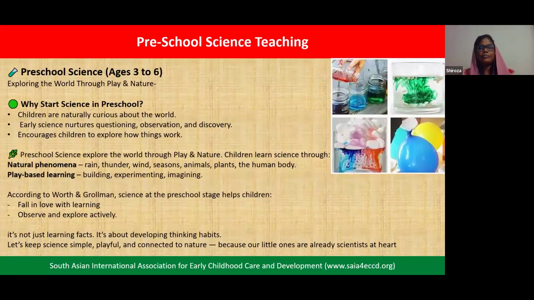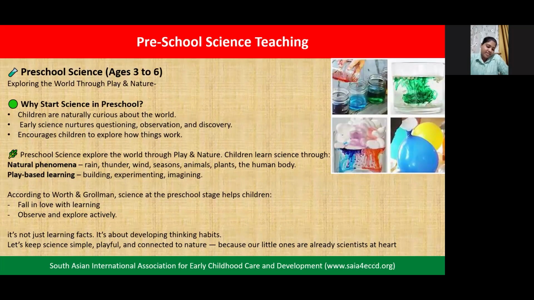Okay, teacher. Now I start preschool science teaching. Preschool science teaching, ages 3 to 6. Exploring the world through play and nature. Why start science in preschool? Children are naturally curious about the world. Early science means questioning, observation, and discovery. Encourage children to explore how things work. Preschool science: explore the world through play and nature.